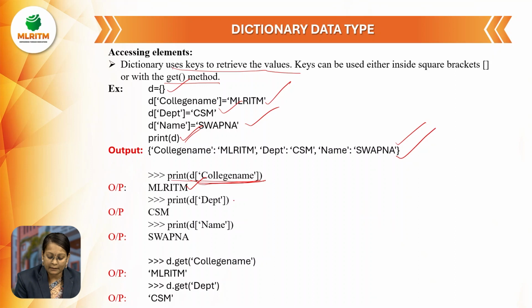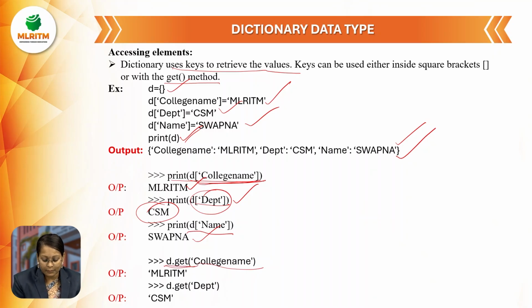So next is print D of department. Department is a key. By using department, that means by using the key, we are accessing the corresponding value. Then D of name, we are accessing the name, and D of college name.